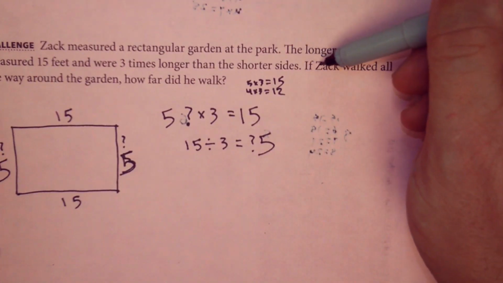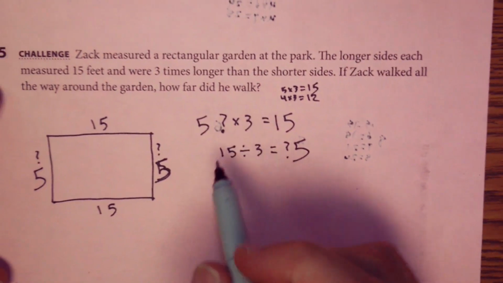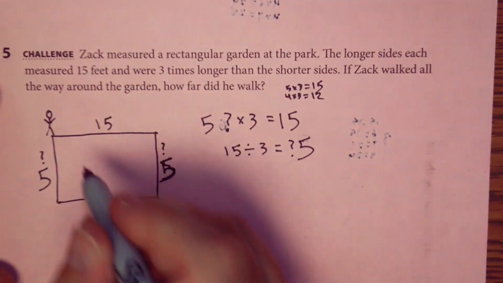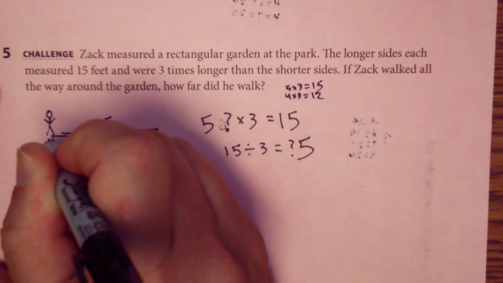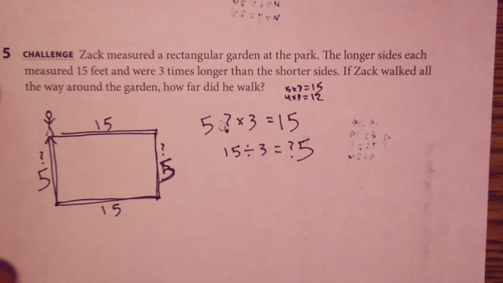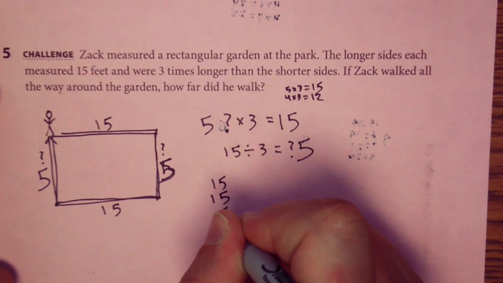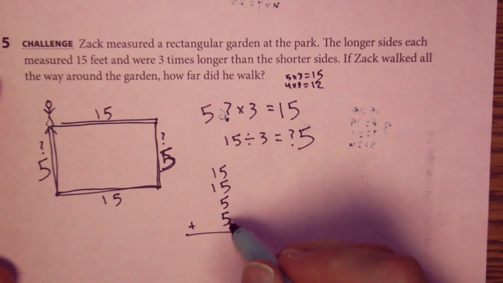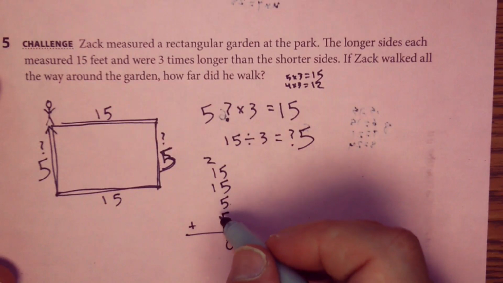Let's look. If Zach walked all the way around the garden, how far did he walk? Okay? So maybe Zach is standing here, and he's going to walk all the way around. In order to do that, we have to add up all the numbers. So I have a 15 and a 15, a 5 and a 5. You could add this way. 5, 10, 15, 20. Carry the 2. 2 plus 1 plus 1 is 4.